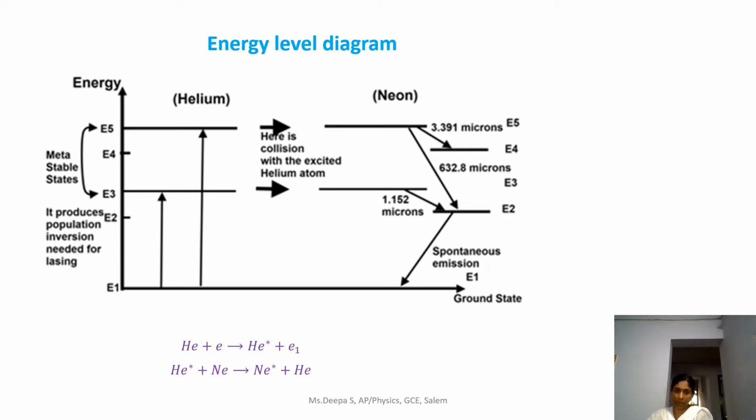From this energy level diagram, we can say that the laser source obtained from this helium neon laser lies at 6328 angstrom, in the visible range. From this, we obtain the red color source.